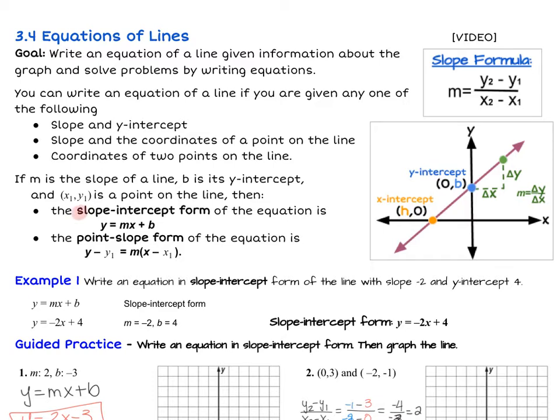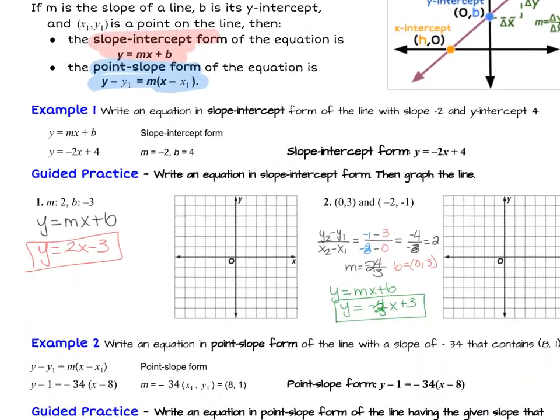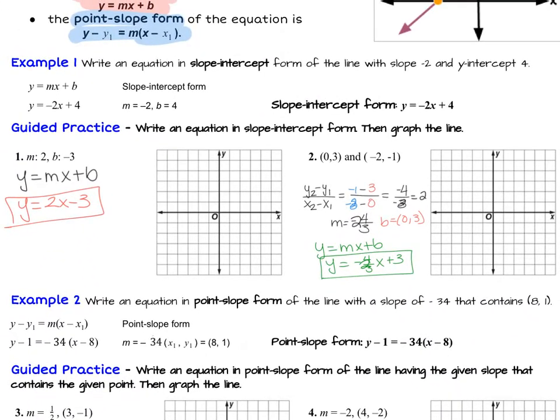And I believe you've seen those both before. Your slope-intercept form, which is y equals mx plus b, and then your point-slope form, which is y minus y1 equals m times x minus x1. So you've seen both of those before in the past. Now, down below we do have an example. We have the example of slope-intercept form, which is of the form y equals mx plus b.